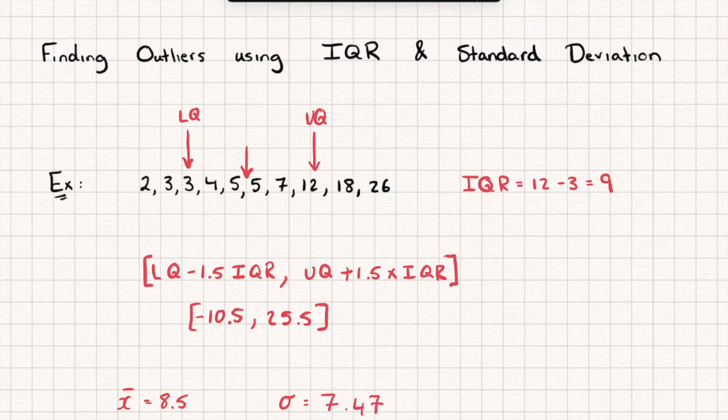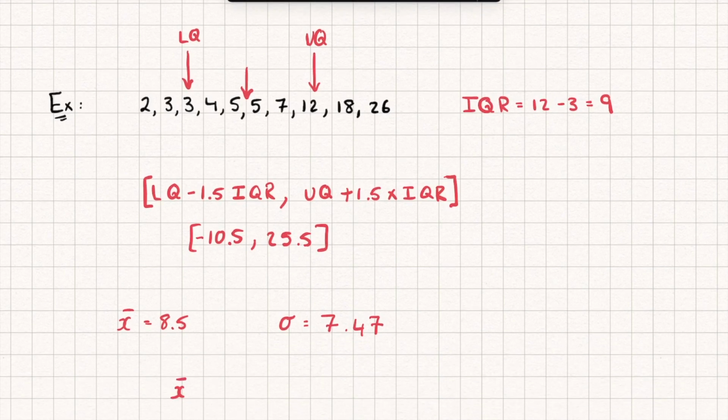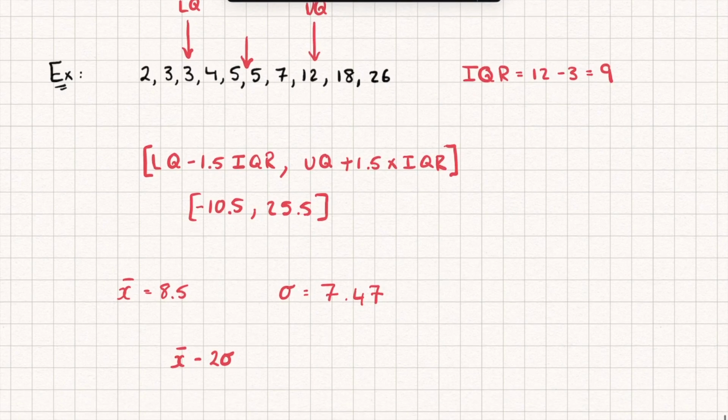Okay. Now the way we determine if there are any outliers is by taking the mean and we subtract 2 times the standard deviation, and anything less than that we consider to be an outlier. And then we go to the mean and we add on 2 times the standard deviation, and anything greater than that we consider to be an outlier. So we look for numbers in this region here. So let's calculate it for this example.